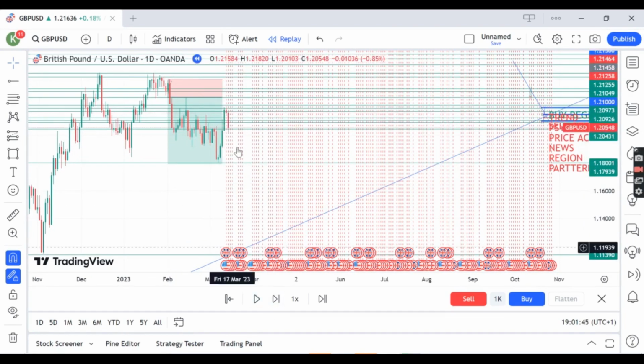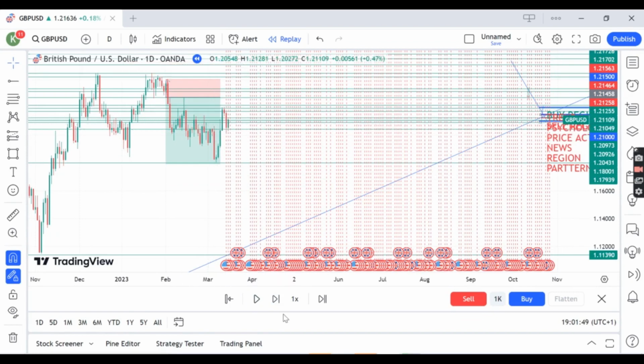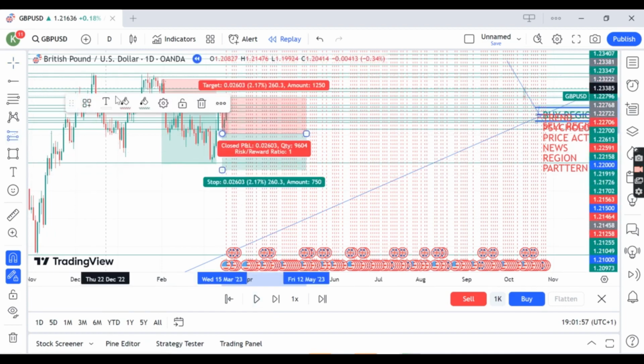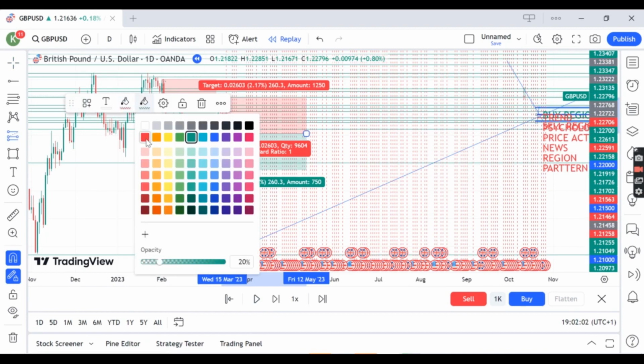That's my entry. Price came here and broke this level. So there's a change of character there and a BOS. So that confirms my entry. So you see I come in with a retest, which is a beautiful way to come into any trade.